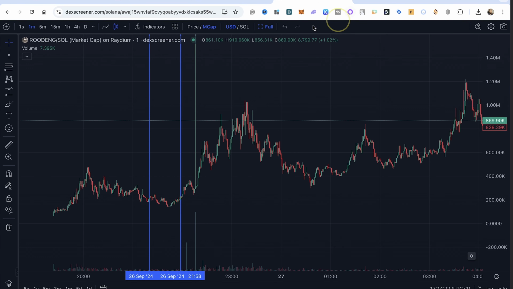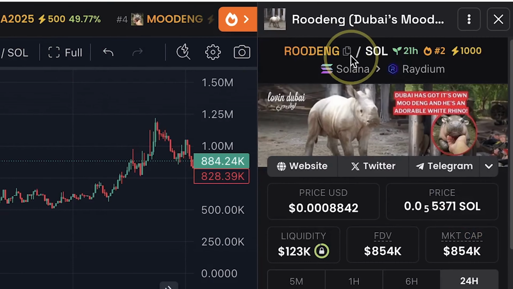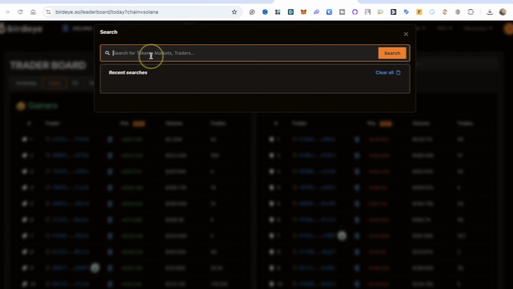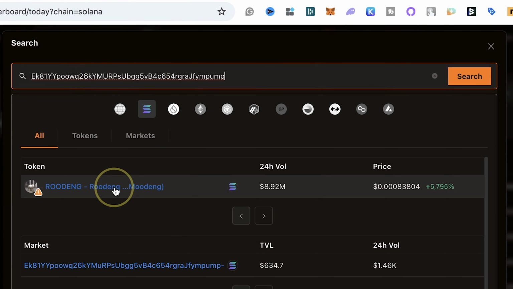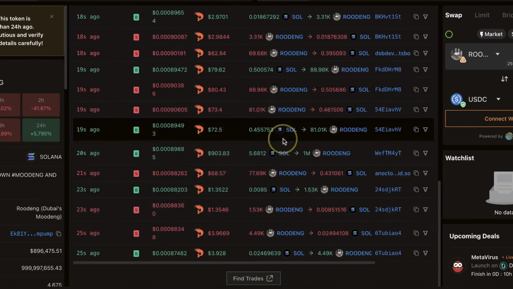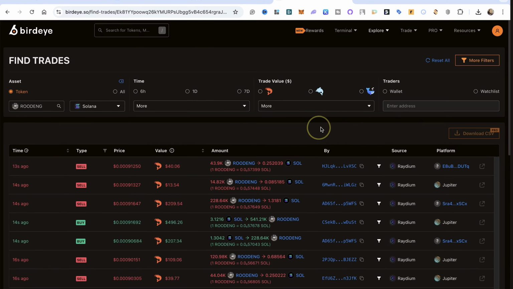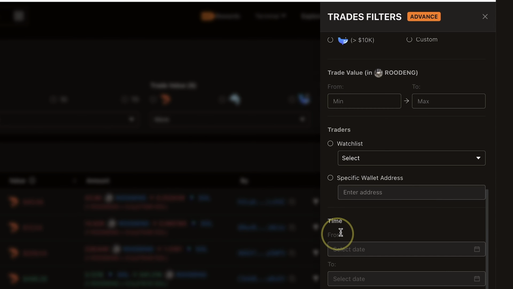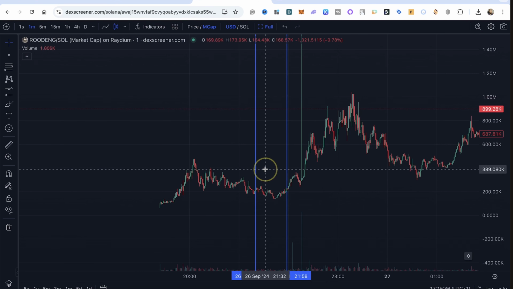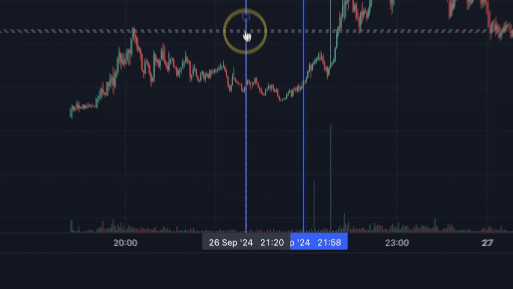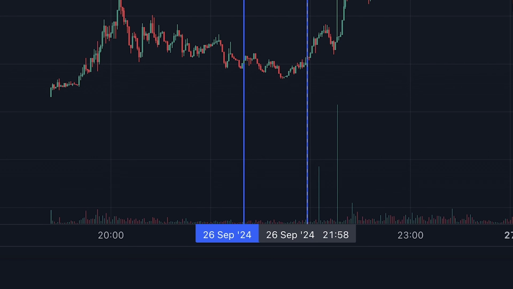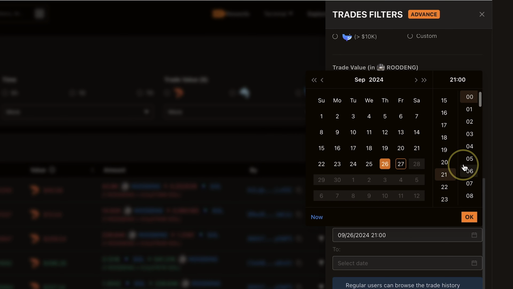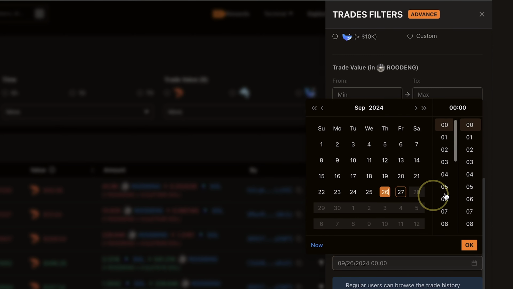So what I would then do is copy the contract address of this token, go to Birdeye, and search for that token. Then I'm going to scroll down and click on Find Trades. Then I'll click on More Filters. Scroll down, I'm looking for the time. Going back to Dexscreener, I'm looking for those who bought from 21:20 on the 26th to 21:58.